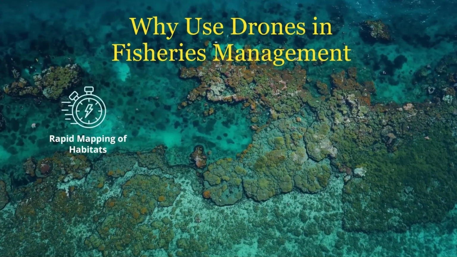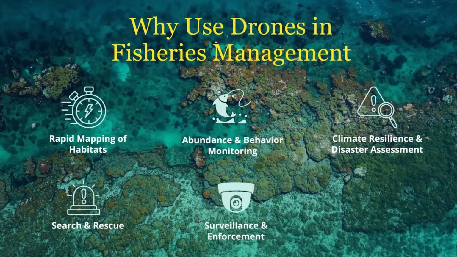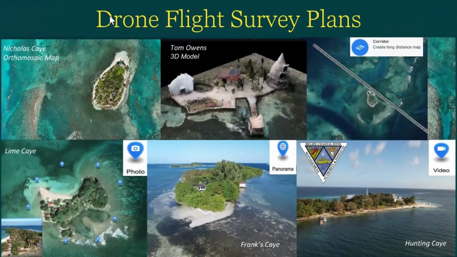Drones help us quickly map habitat and resources. We can monitor the abundance and behavior of species. It strengthens enforcement and surveillance. It helps us respond to disasters, supports search and rescue, and improves long-term planning. To make these ideas concrete, I will highlight a few rapid-fire case studies. The first is from Belize.